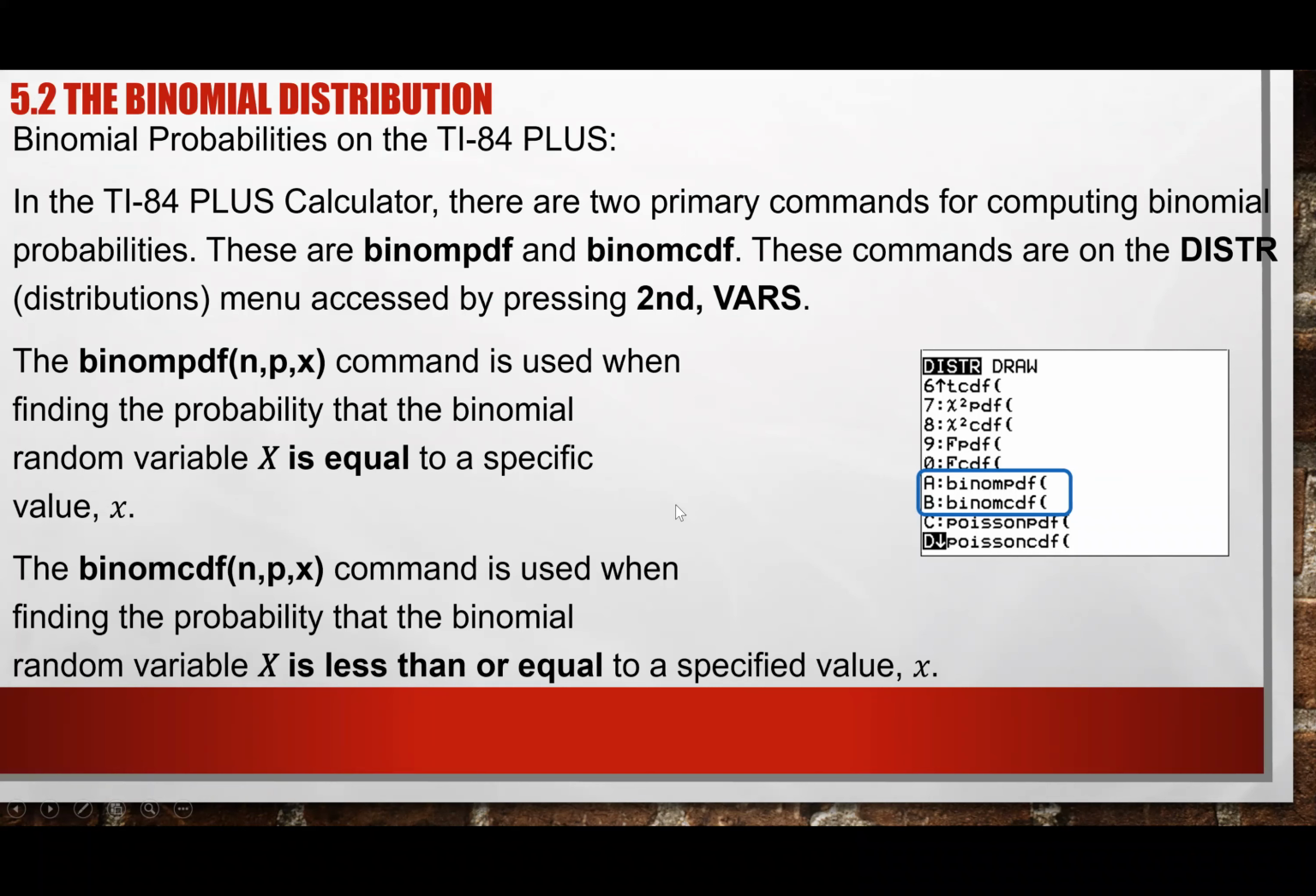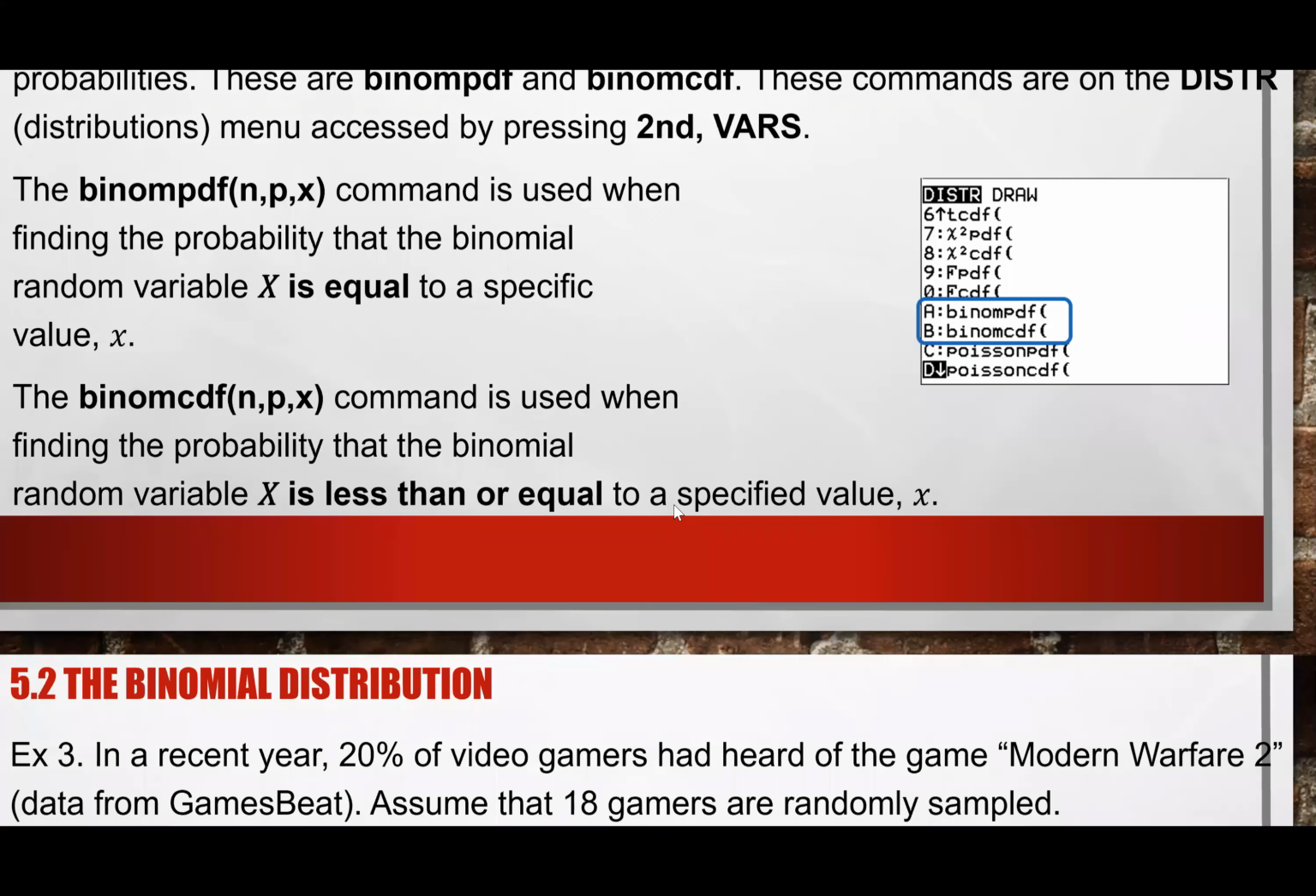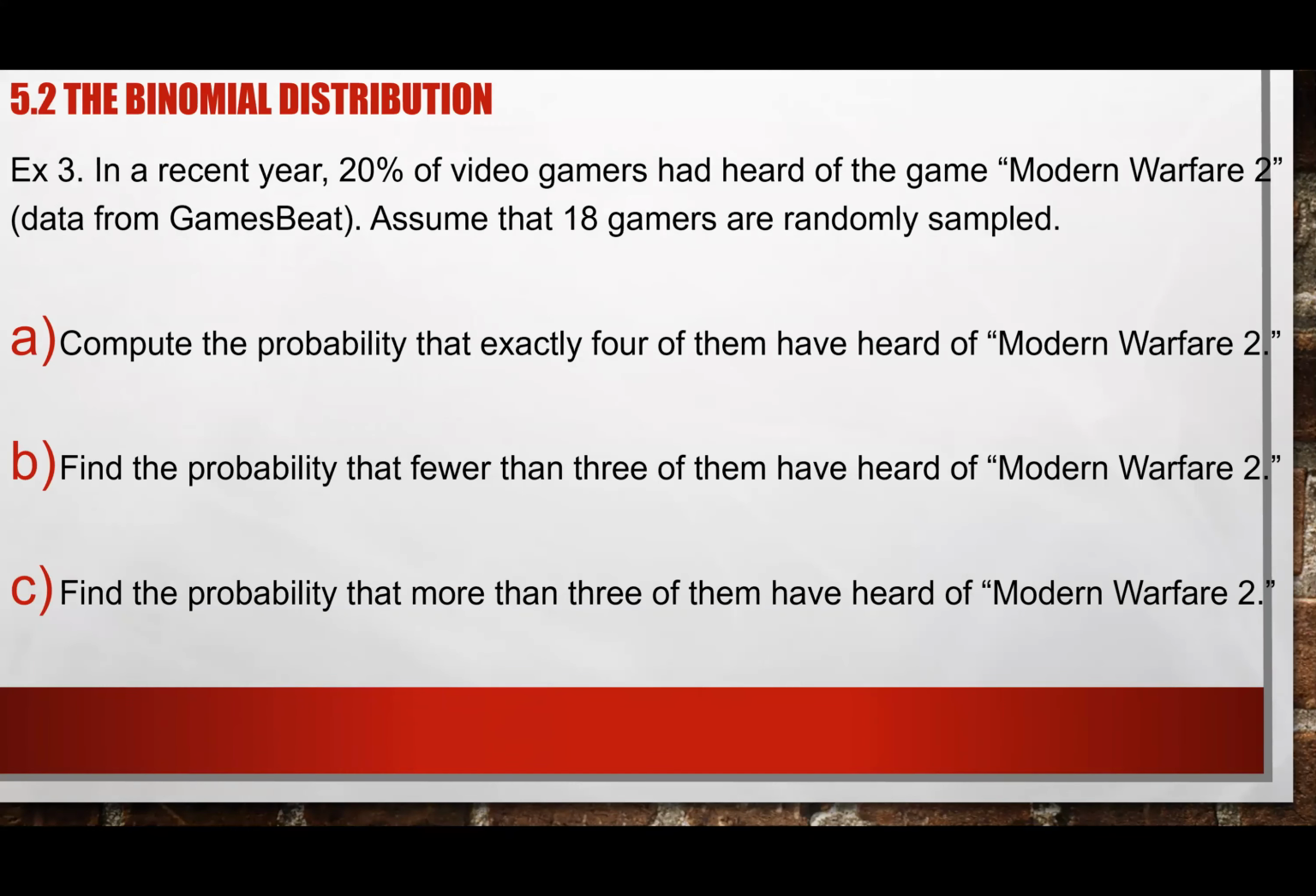So let's take a look at the example, and then we can use our calculator to calculate this. This is your typical question. In recent years, 20% of video gamers have heard of the game Modern Warfare 2, based on this data from GameBeat. Assume that 18 gamers are randomly sampled. So again, the population of gaming is big, we only take 18 of them. So assume that 18 gamers are randomly sampled.